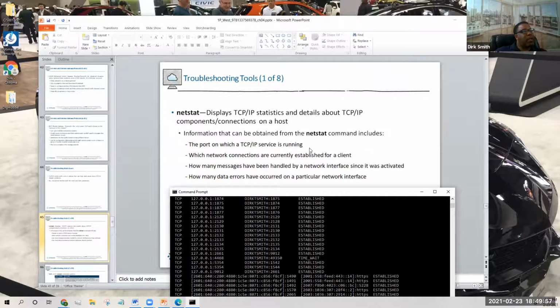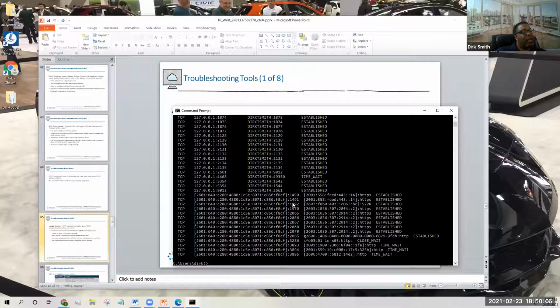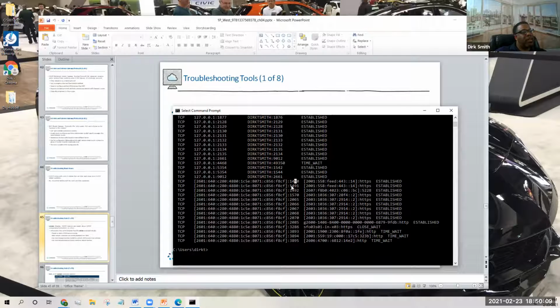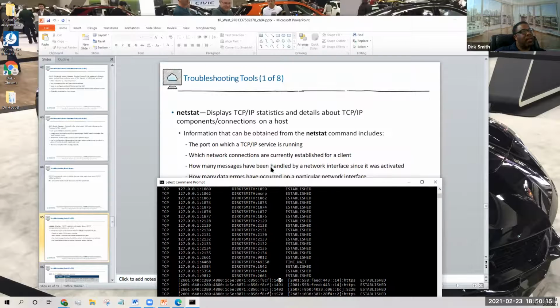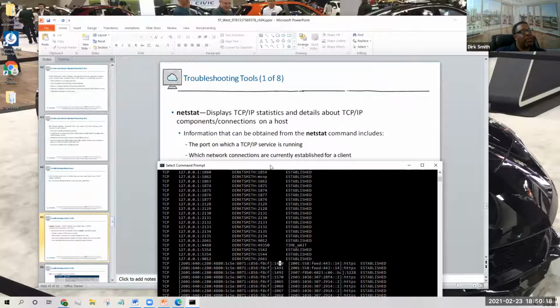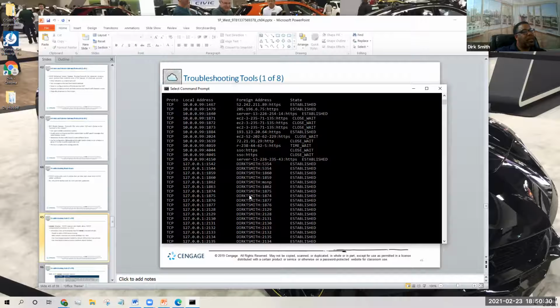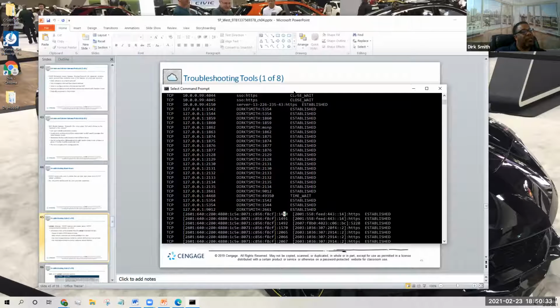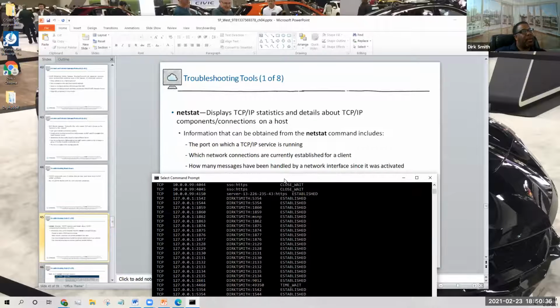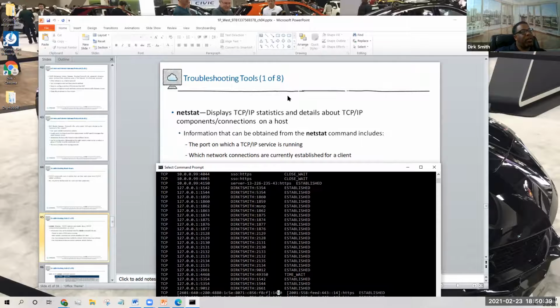Information that can be obtained from netstat includes the port on which TCP/IP is running. So let's see if we can find the port here. These are the ports right here. Which network connections are currently established for the client? You see my name here, Dirk Smith. These are the established network connections. I'm not exactly sure what the different IP is here, but these are the established network connections for me. How many messages have been handled by the network interface while it was active?